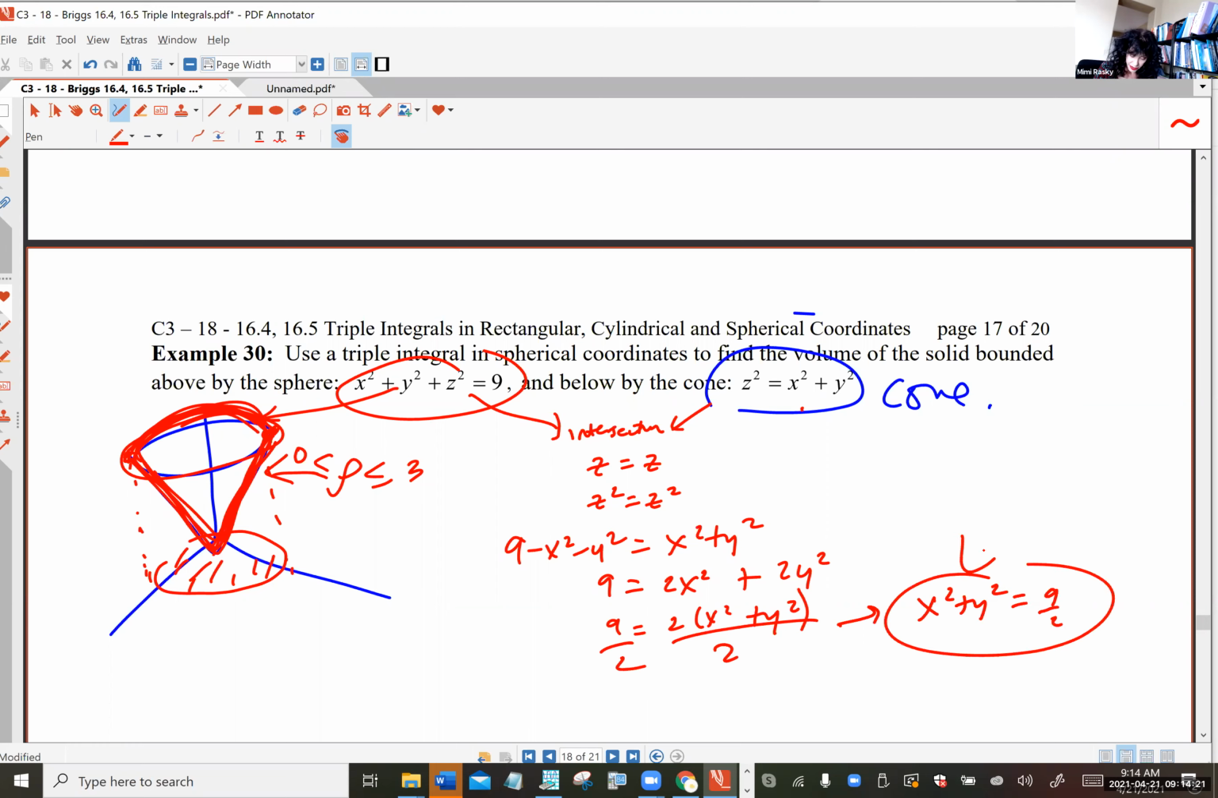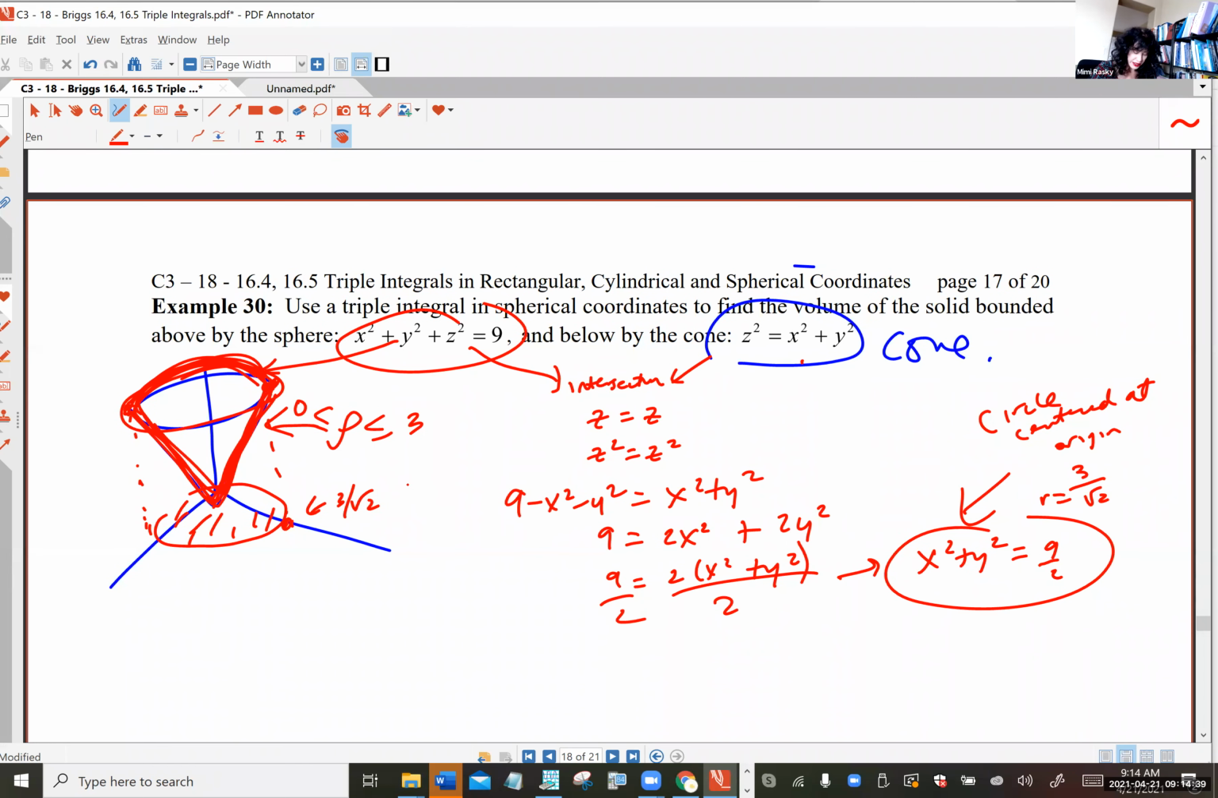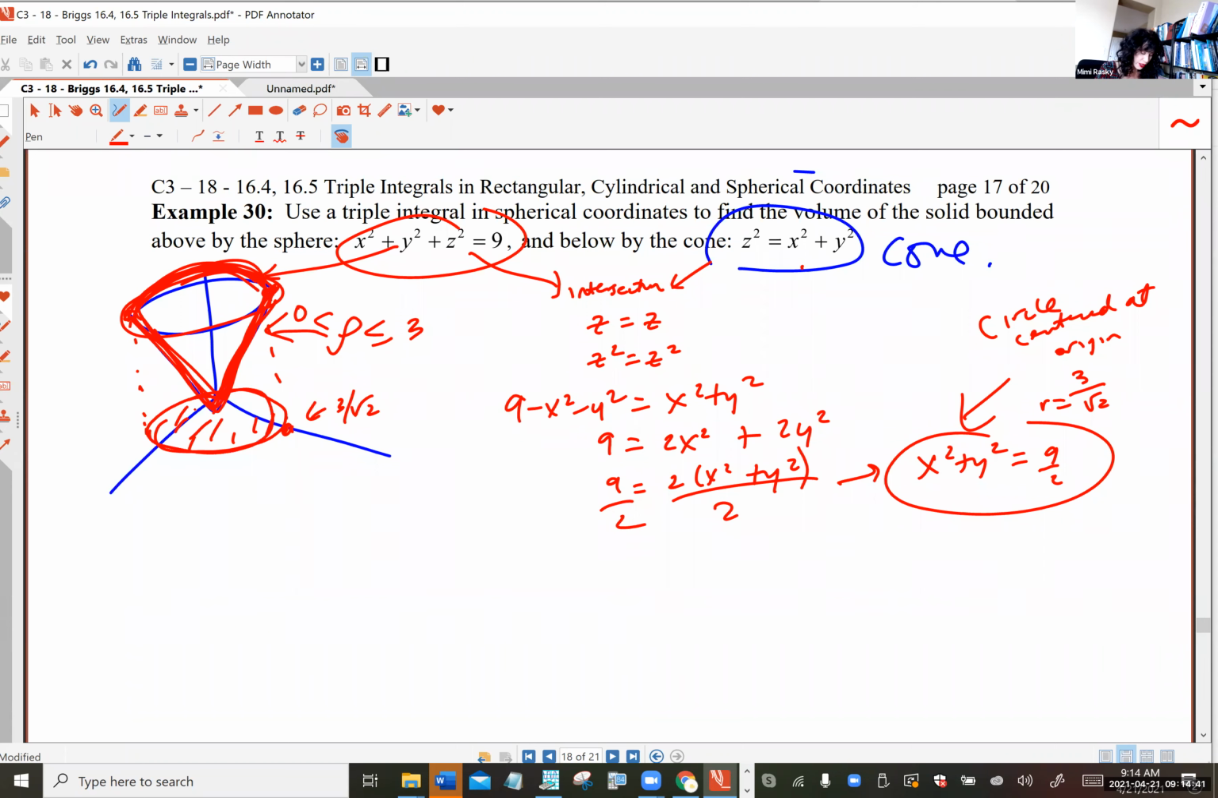So what's the radius? 3/√2. Yeah, 3/√2. So that's what's going on in the XY plane, and that's helpful because that tells you what theta is going to be doing. Theta is going to be doing the full revolution, because if you look in the XY plane, the theta that you know and love, making an angle with the positive x-axis, goes 0 to 2 pi.